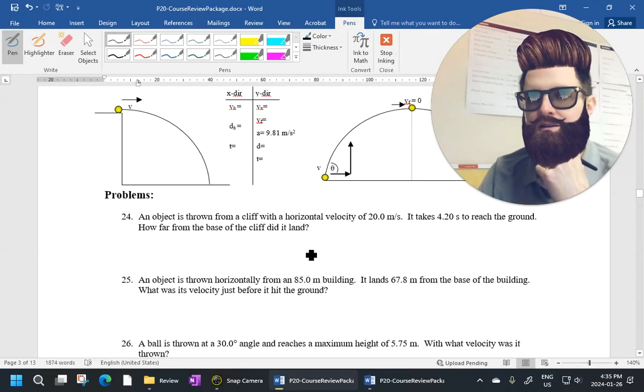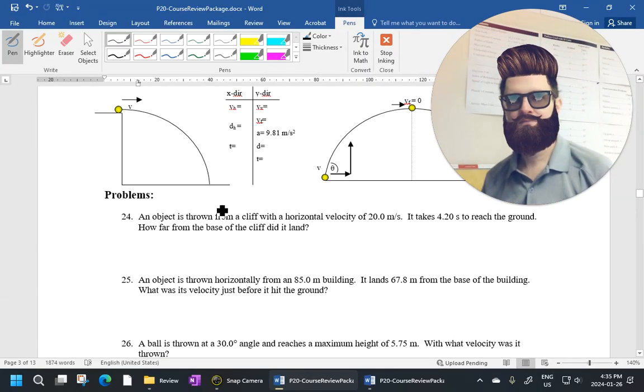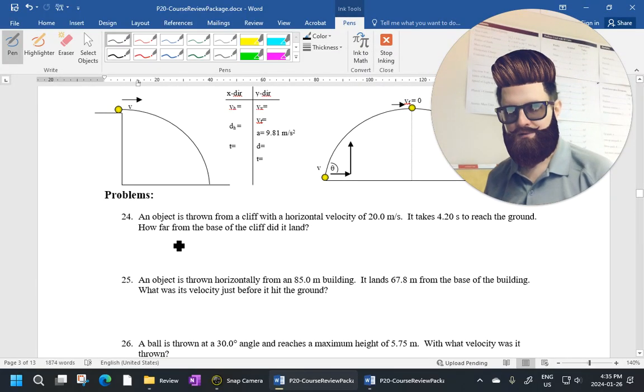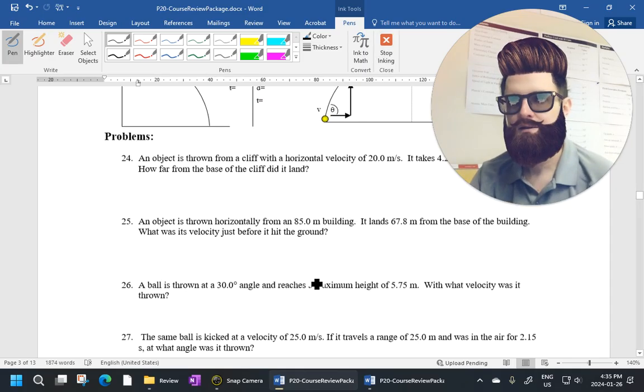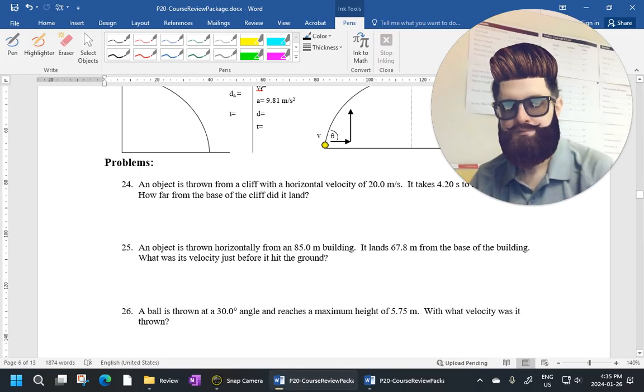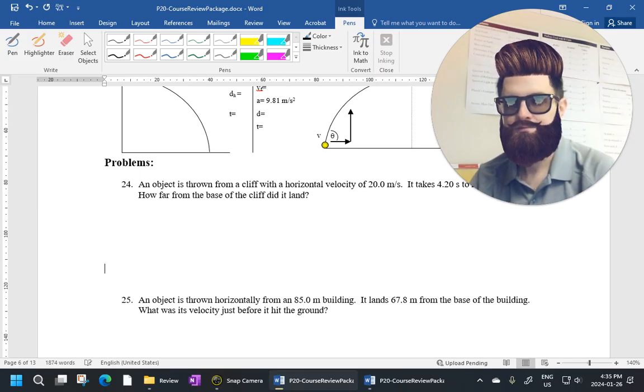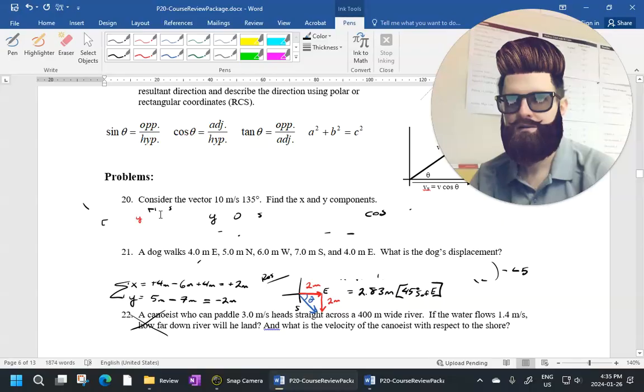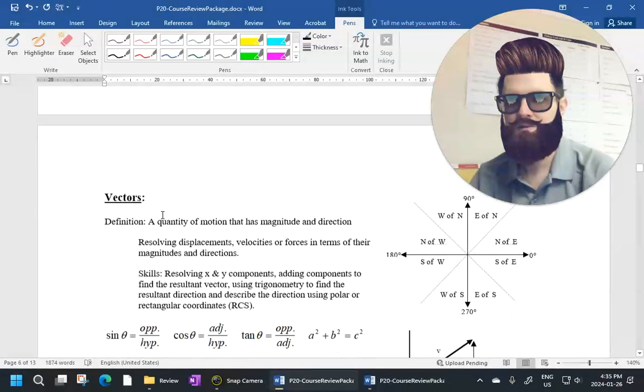So here we have an object. It's thrown off a cliff horizontally. So I'm going to create my T-chart here. I'm going to run out of space to create a T-chart here. I might have to give myself a little bit extra space. I should have done that up here. Gave myself an extra space for all these questions, but whatever.